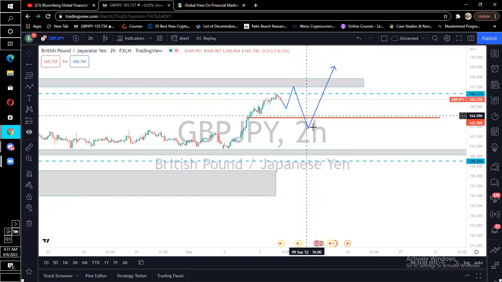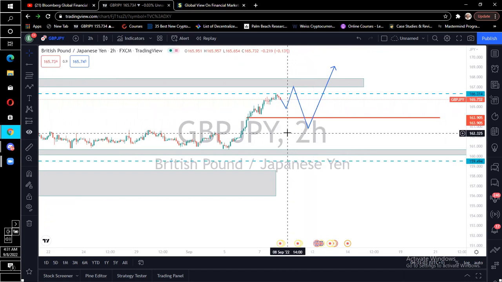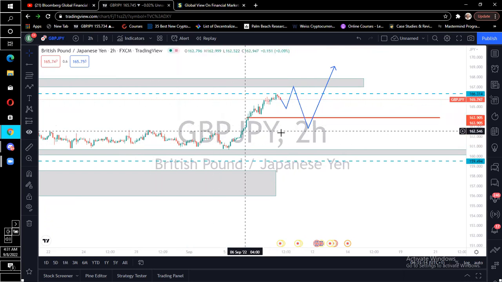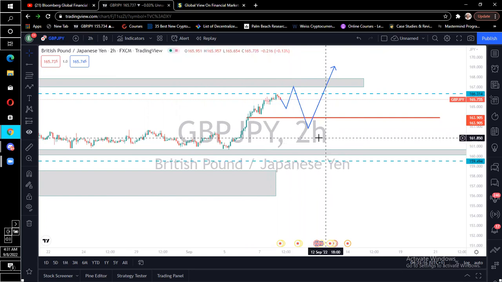So I'm going to leave it like this because this is what I'm expecting. Without this thing coming up, I'm not going to take a trade on this for now, because the momentum at which it moved up is too high, so I wouldn't like to be chasing the trade until I have a 50% pullback before I take a trade.